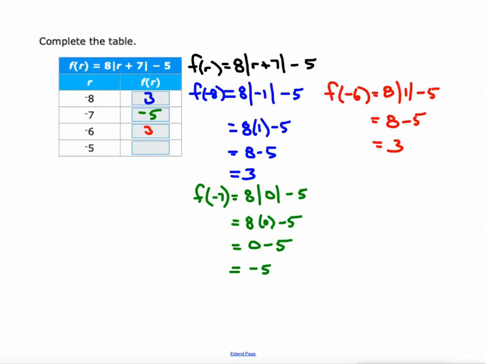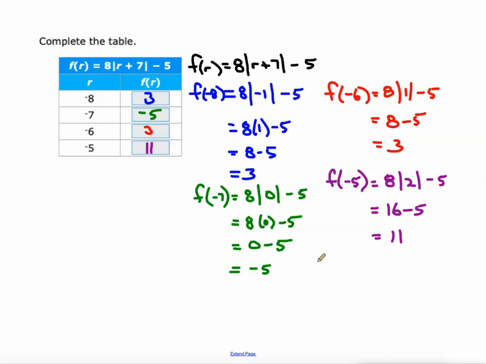So what's going to happen here? Do you think it's going to start getting bigger or start getting smaller? F of negative 5 is equal to 8 times the absolute value of negative 5 plus 7, which is 2, minus 5. 8 times the absolute value of 2, or 8 times 2, is 16. And 16 minus 5 is 11. So look at that, it started getting bigger. So what's going on here is r was getting bigger by 1. What was happening to the value of the function? First it got smaller by 8, and then bigger by 8, and then bigger by 8 again.